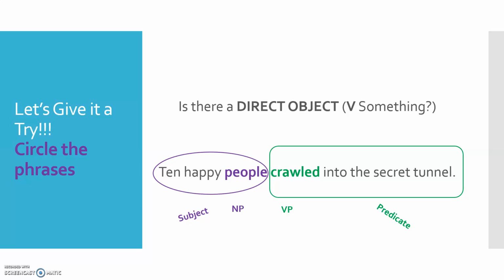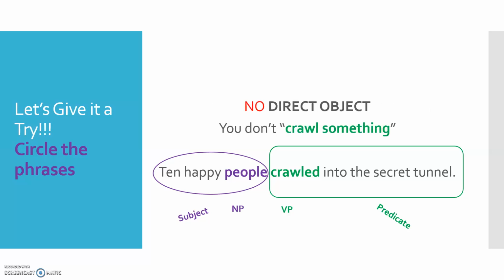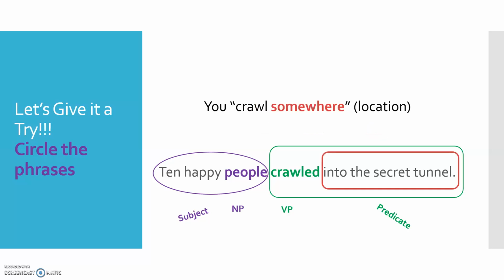But as before, there's a little bit more going on in the predicate. So the next thing we should do is ask ourselves, is there a direct object? And we can identify the direct object if it answers the "verb something" question. So you identify the head verb and then ask yourself, do we verb something? Do the people crawl something? And in this case, they don't actually crawl something, right? Instead, they crawl somewhere. So here we have a situation where there's no direct object. You don't have to have a direct object. We don't crawl something. They crawled somewhere.